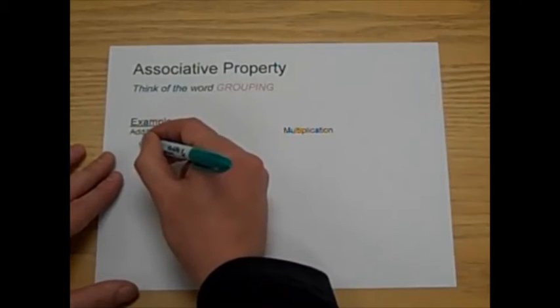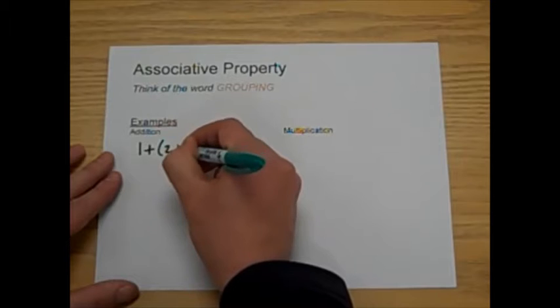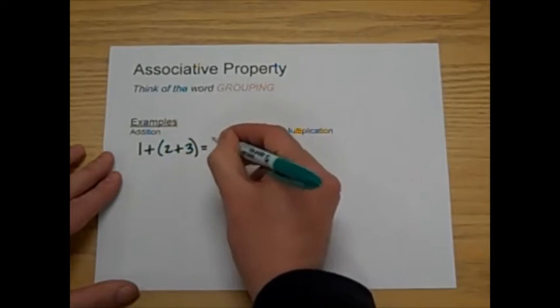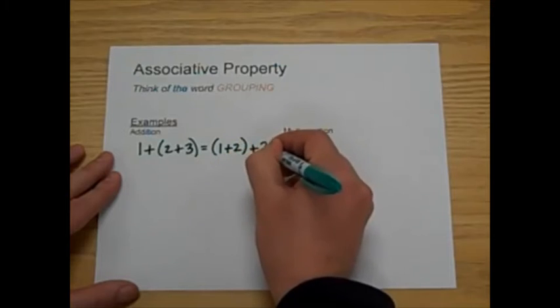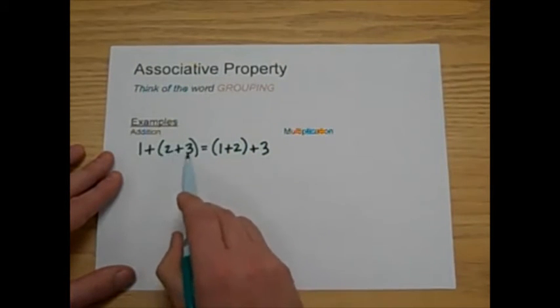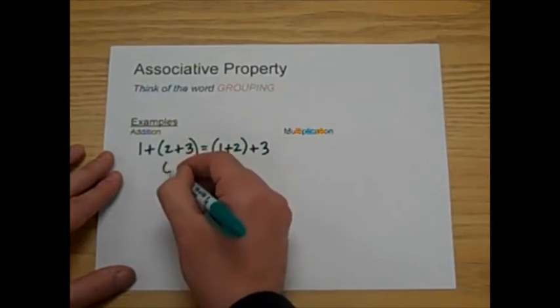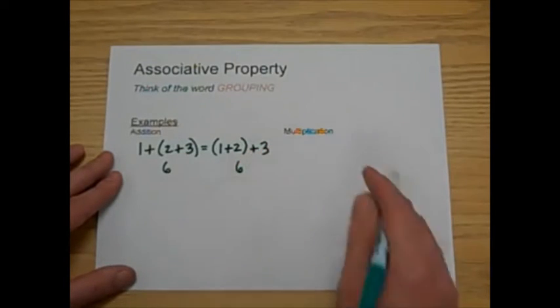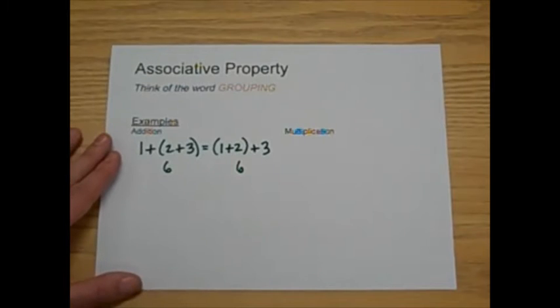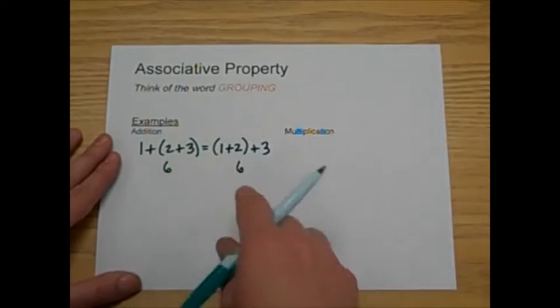All right, so let's start with 1 plus 2 plus 3 equals. Now in this quantity, I'm going to put 1 plus 2, and then I'm going to add 3 to it. Let's see if it matters. 2 plus 3 is 5, 5 plus 1 is 6. Over here, 1 plus 2 is 3, 3 plus 3 is 6. It doesn't matter how I group the numbers. It doesn't matter where the quantity is, I still get 6 on both sides.